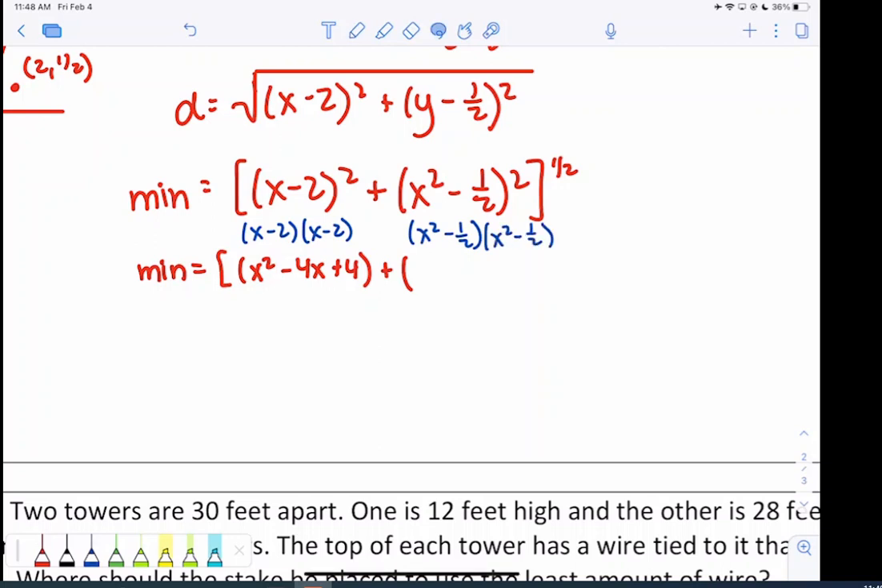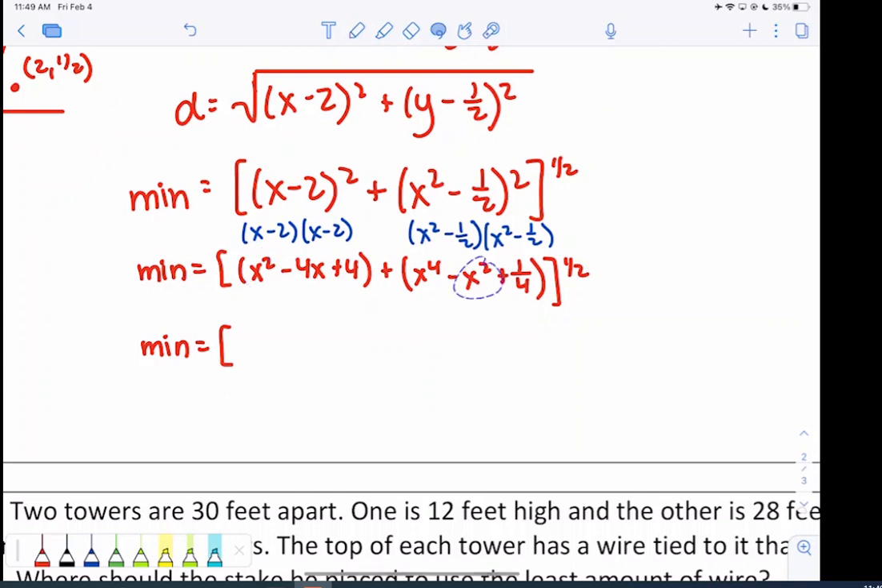X squared minus 1/2 squared would turn into x squared times x squared is x to the 4th. Negative 1/2 x squared, and I'll have another negative 1/2 x squared turns into negative x squared plus 1/4. I'm just going a little bit quicker through that multiplication, but you guys, take your time doing that if you need to. Now I can combine some like terms, so I'm just kind of cleaning up the inside of my chain rule a little bit.